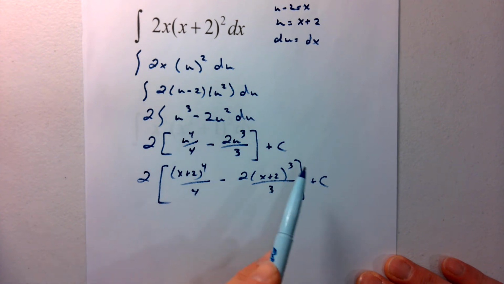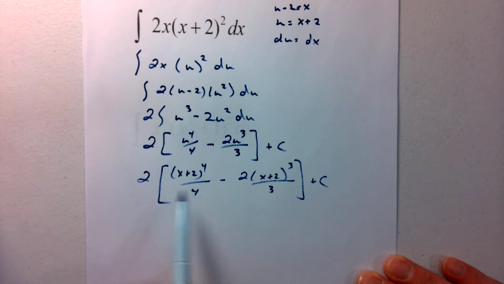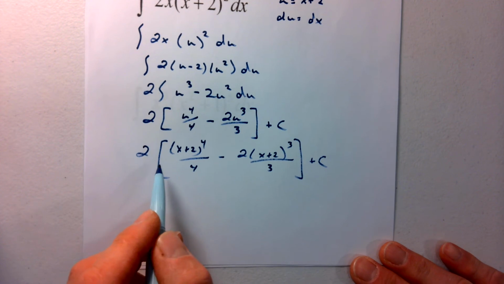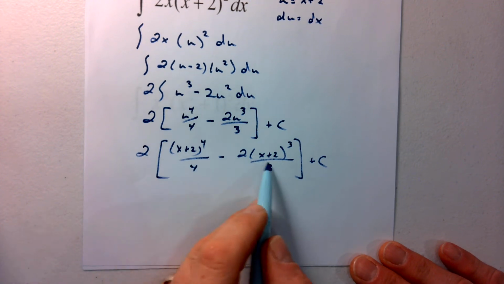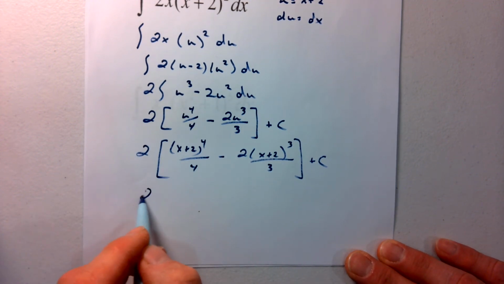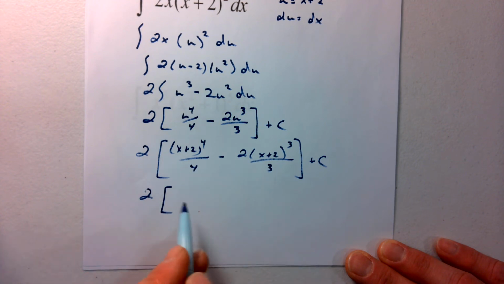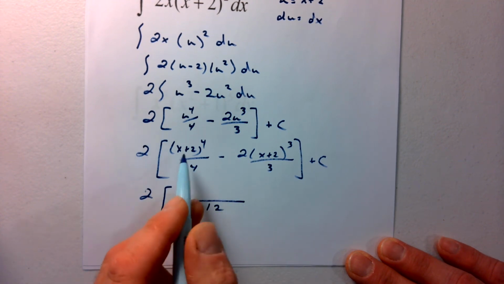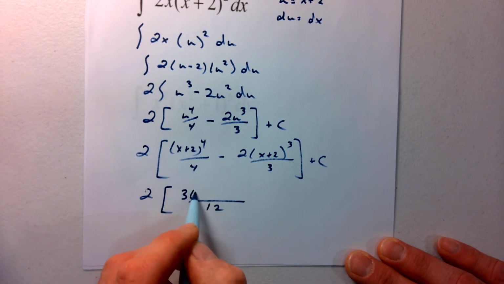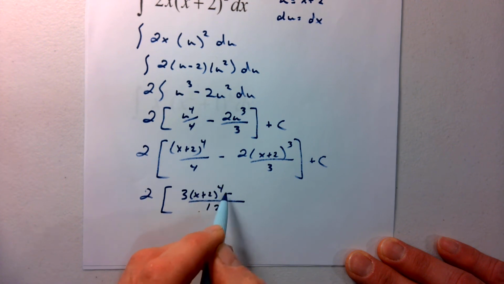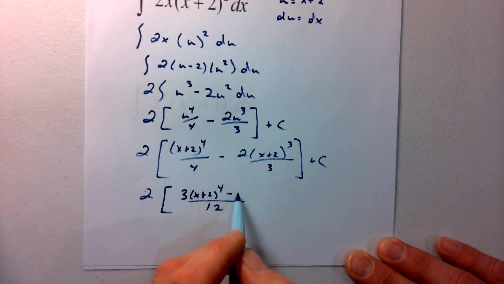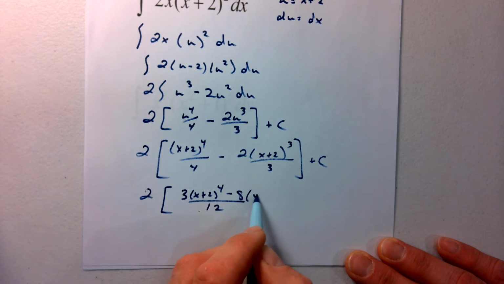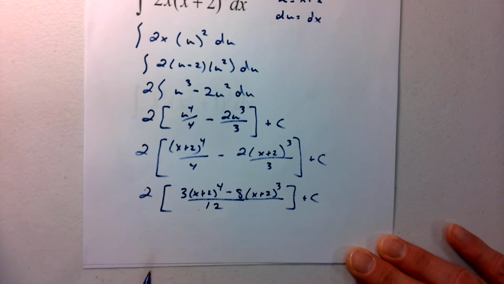So what could we do at this point? So extended response again, we leave it just like this. We're done with it. But multiple choice, you may have to find a common denominator here. So if I found a common denominator, that would be 12, wouldn't it? So I multiply this by a 3, so I get 3 times x plus 2 to the 4th, minus, going to multiply this by 4, so I get an 8 times x plus 2 to the third, again then plus c.